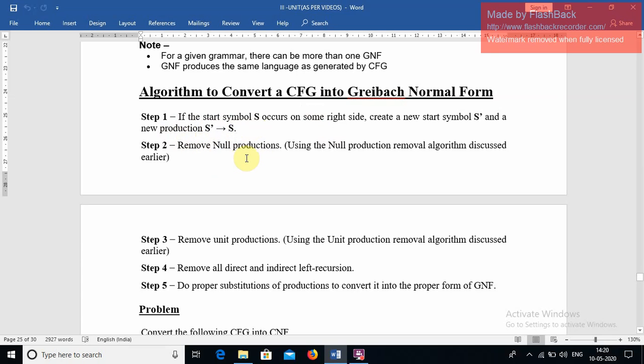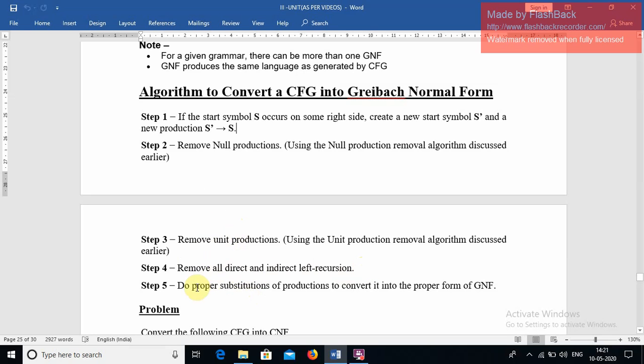We already saw the null productions, unit productions, and useless symbols in the minimization of grammar. If the grammar contains any null productions or unit productions, we have to remove them by using the minimization techniques. And next, remove all direct and indirect left recursion. We already know the left recursion and its types, direct and indirect, and how to remove them. We have to do that.